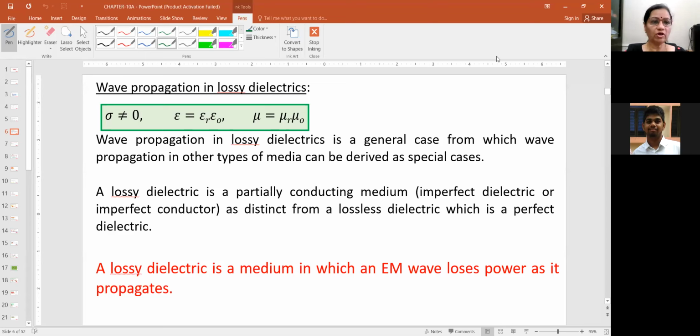So last time I was talking about lossy dielectric. I said that is going to be the most general case. So how a wave propagates in a lossy medium, that's what we are going to see. In that context, we discussed what is a lossy medium, and we have seen that conductivity is small but not equal to 0.